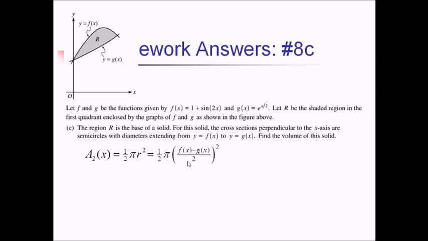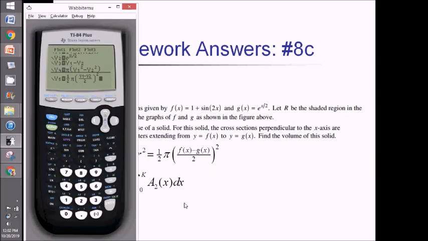And now once we've done that, the limits of integration, those are still going to be 0 to k like I found on the last few parts. So our volume then is going to be the integral from 0 to k of this A sub 2 of x dx that we just came up with. Calculator again. So going back to my y equals, I'm going to put this area formula in as my y5 here. I usually never get up to 5. So we have 1/2 pi times, and then we've got f of x minus g of x over 2, all of that squared.